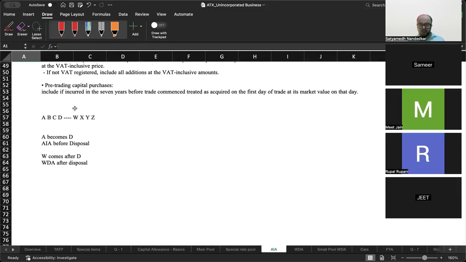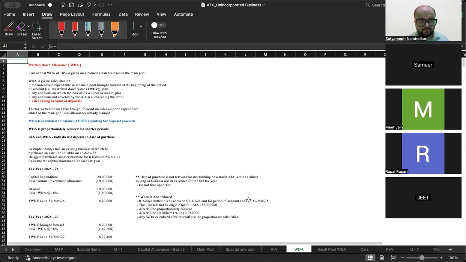Remember your ABCD. A comes before D, so AIA should be before disposal. So AIA before disposal. W comes after D. So WDA is after the disposal. Okay. So before adjusting the disposal amount you should subtract the AIA, and WDA should be calculated on the amounts after the disposal. This is how I keep that in mind.